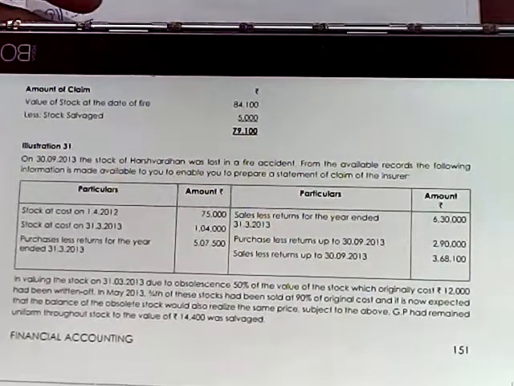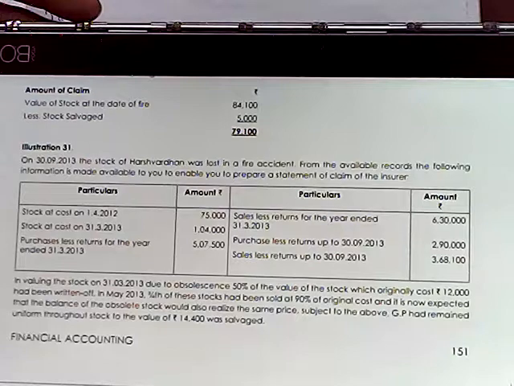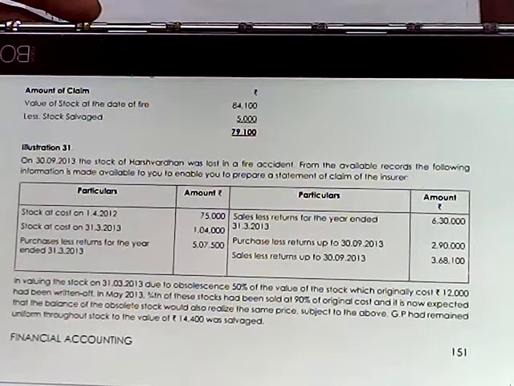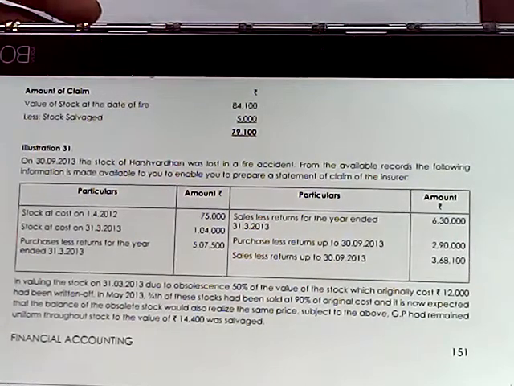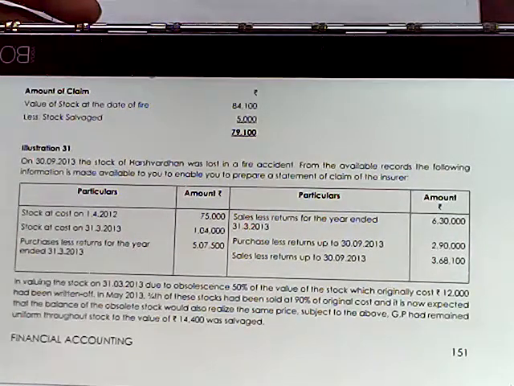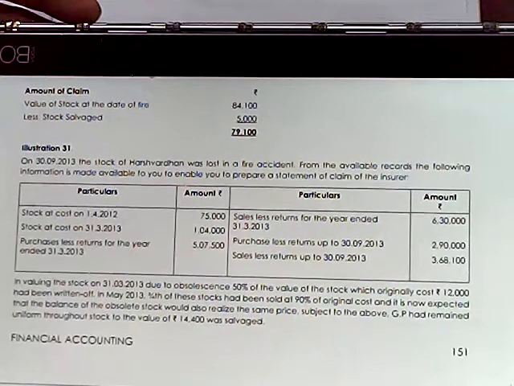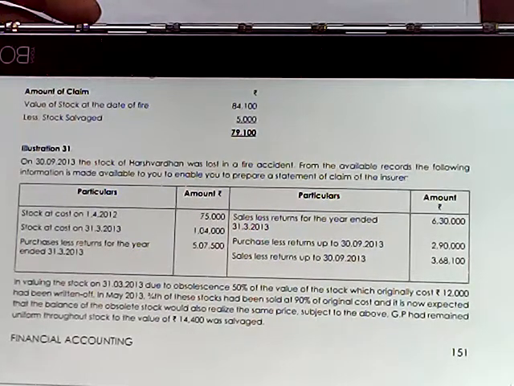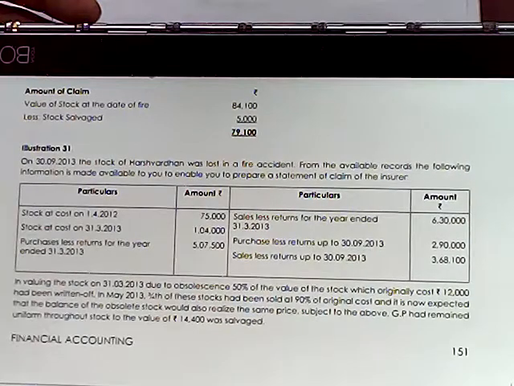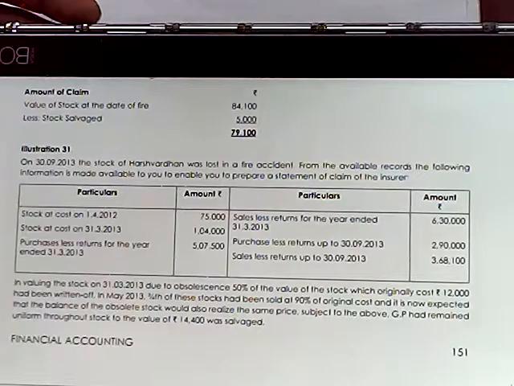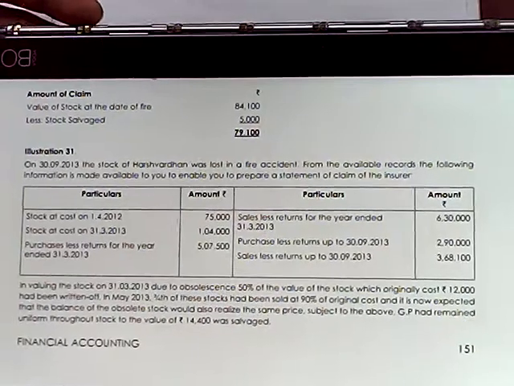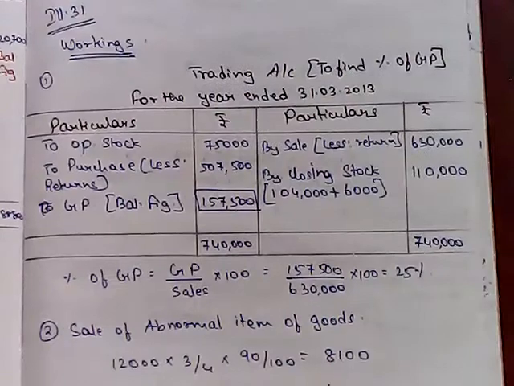So in valuing the stock on 31/3/2013, due to obsolescence, 50% of the value of stock, which originally cost rupees 12,000, had been written off. In May 2013, 3/4 of the stock had been sold at 90% of original cost, and it is now expected that the balance of the obsolete stock would also realize the same price, subject to the above. GP had remained uniform throughout. Stock to the value of 14,400 was salvaged. Okay, so let's move on with the answer.